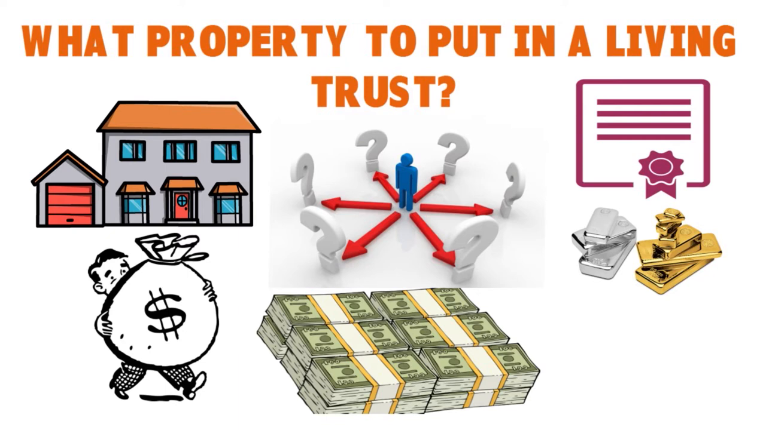Other assets that you can transfer into the trust include valuable works of art, furniture, or antiques. And if you have valuable collections of stamps, coins, or other objects, those also can be transferred into the trust. So you want to figure out what items to leave in the trust.